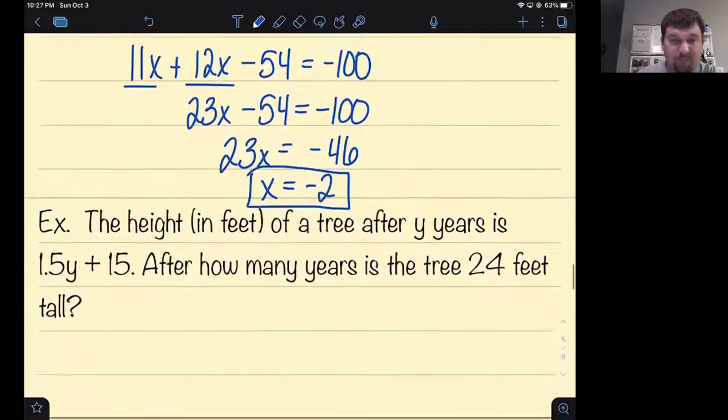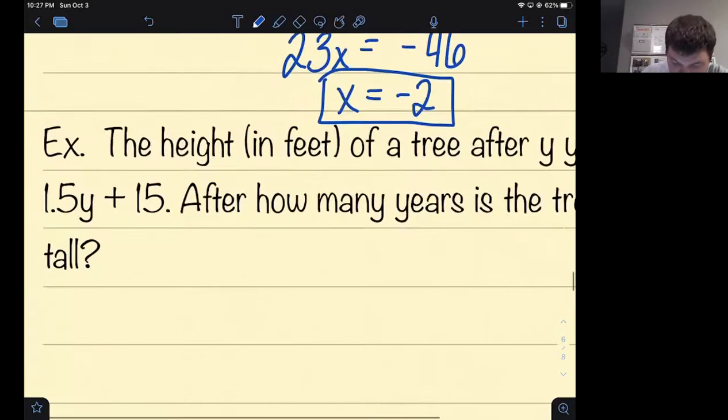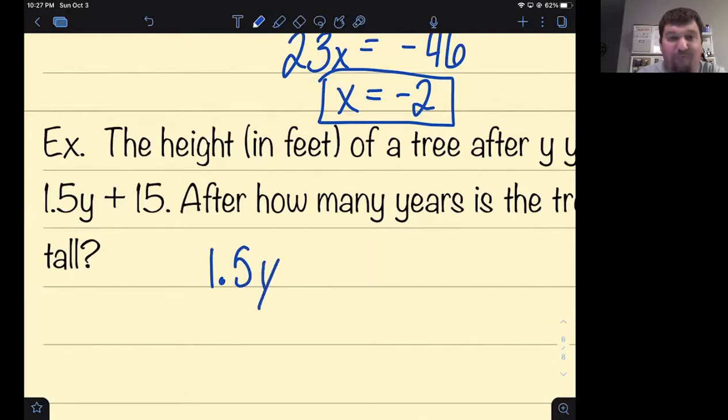Let's look at a story problem. The height in feet of a tree after y years is 1.5y plus 15. After how many years is the tree 24 feet tall? Well, they've already given me the expression. It grows 1.5 feet per year. So that's what the 1.5y would tell me, that every year it's going to get another 1.5 feet taller. When they planted it, it must have already been 15 feet tall because you're starting with 15. So add 15 to that 1.5 feet per year.